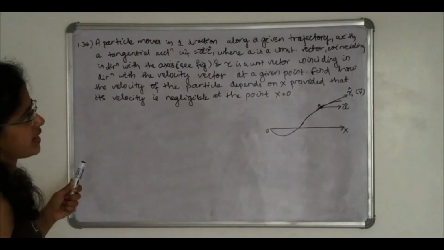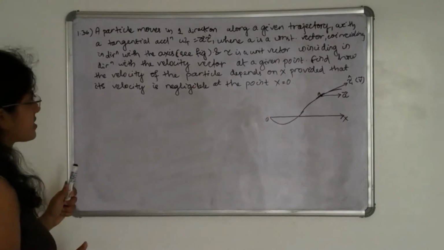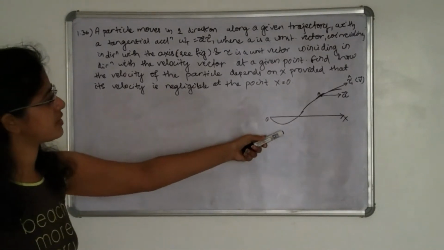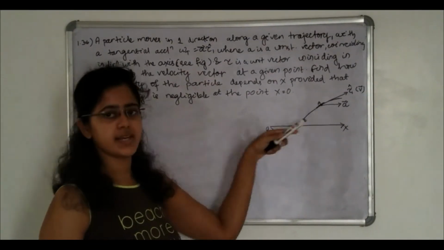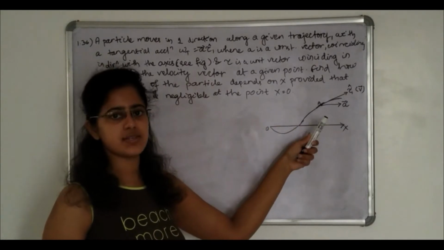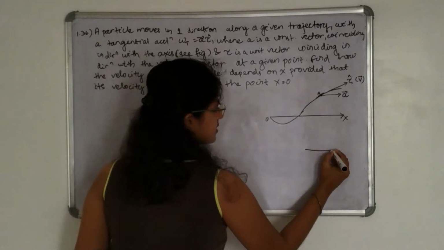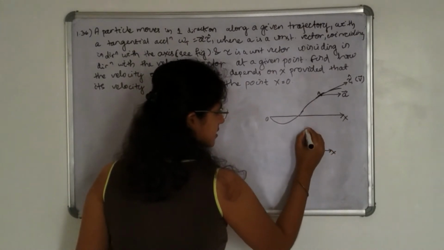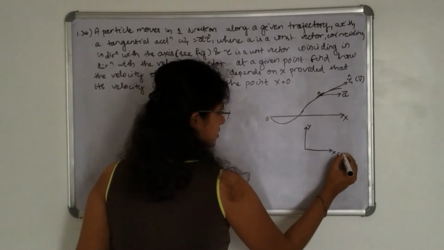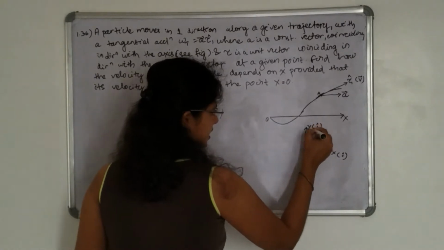Tau, where a is a constant vector coinciding in direction with the axis. See in the figure, this is the figure. You can see that the a vector is heading in the horizontal direction. That means it is coinciding with the x-axis, because we are taking this as the x-axis and this as the y-axis. That means this is i cap, this is j cap.